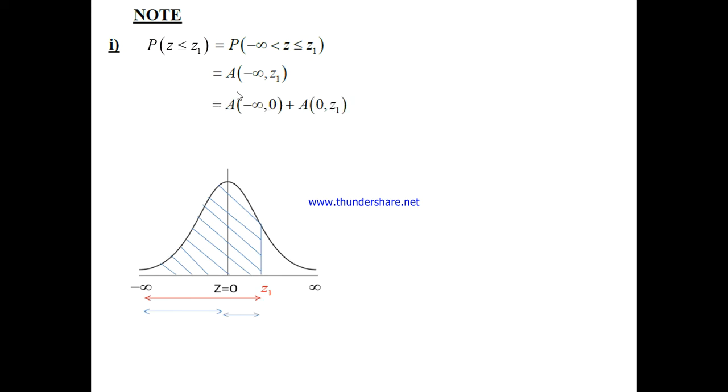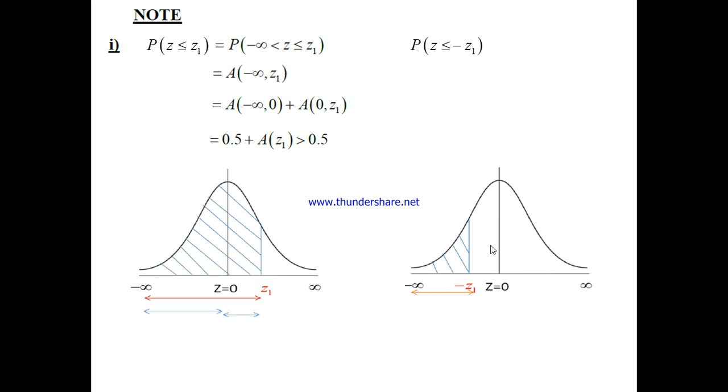And already we know that the area bounded by z from minus infinity to 0 is 0.5, and we'll consider the area bounded by 0 to z1 as it is. And when it is 0.5 plus a positive value, obviously the value is always greater than 0.5. Now, in place of this z1, if it is minus z1, then what happens?